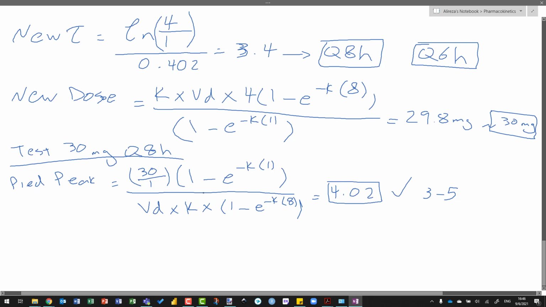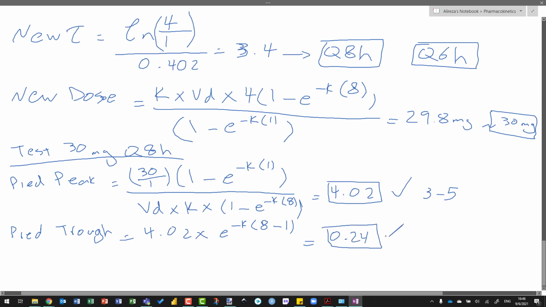Okay, so now let's see if this is safe. So predicted trough is basically 4.02 times e to the negative K times tau minus time of infusion. So that will give us a trough of 0.24, which is excellent. So we want this to be less than 2.